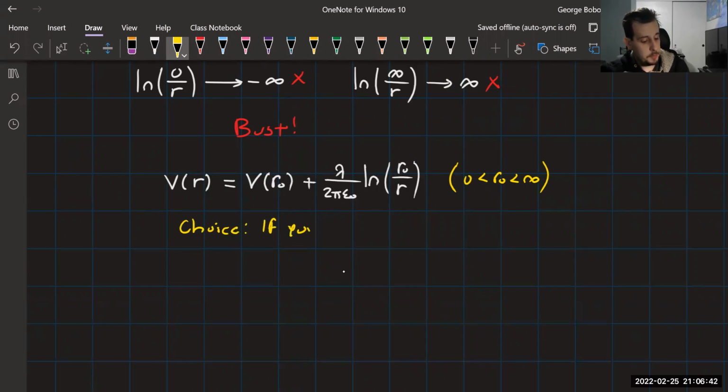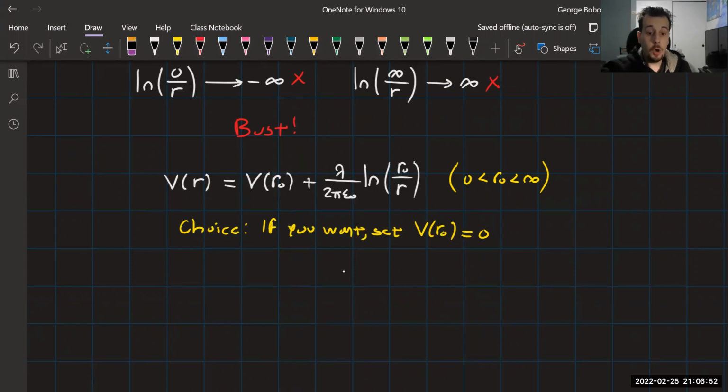And you have a choice. If you want, set V at that point equal to 0. That is a choice. Now I know you might not believe me. Probably questionable practices here, but let me show you.